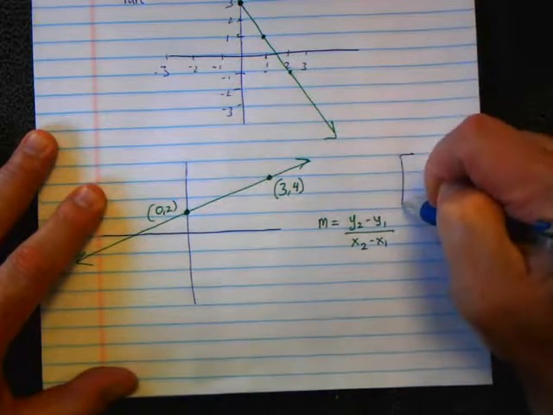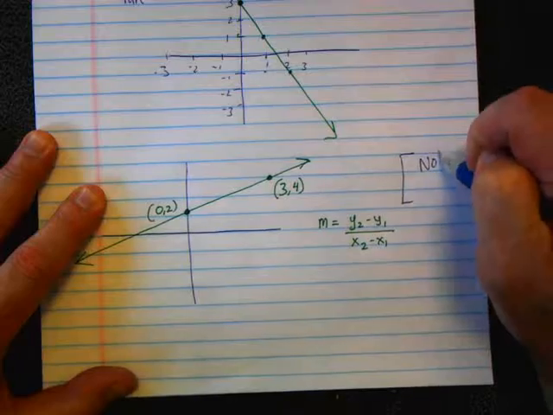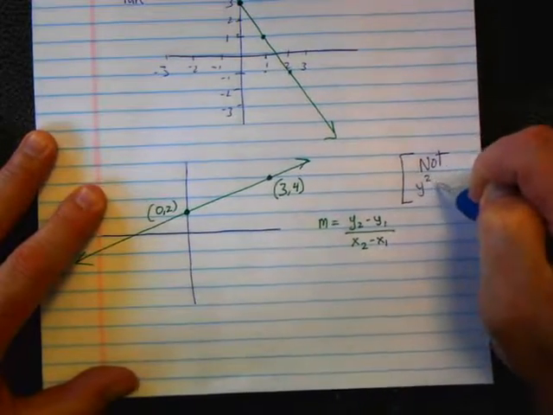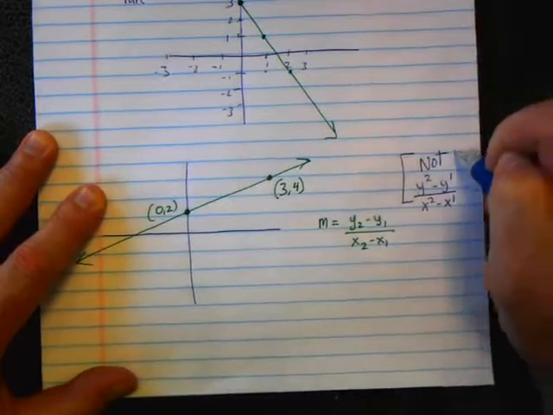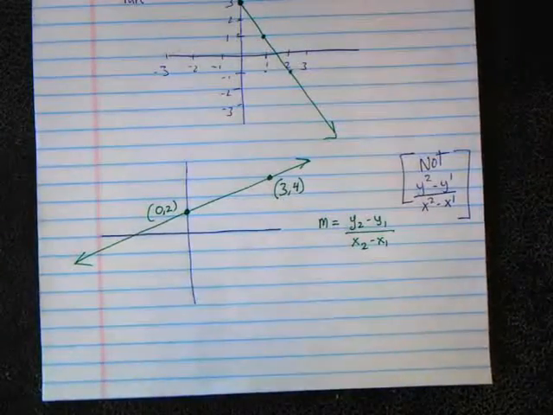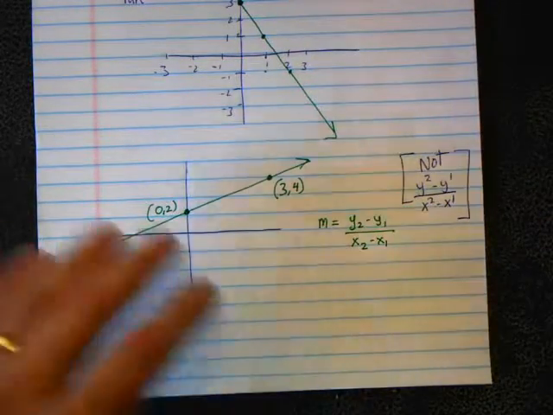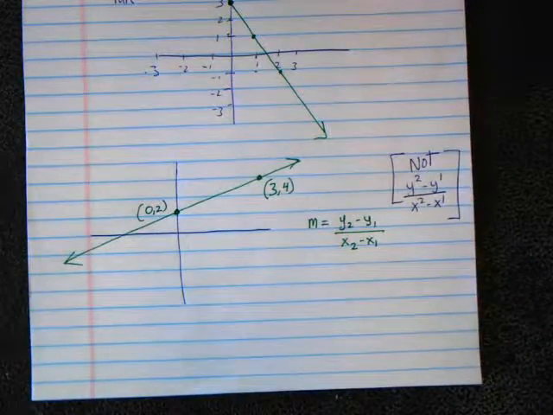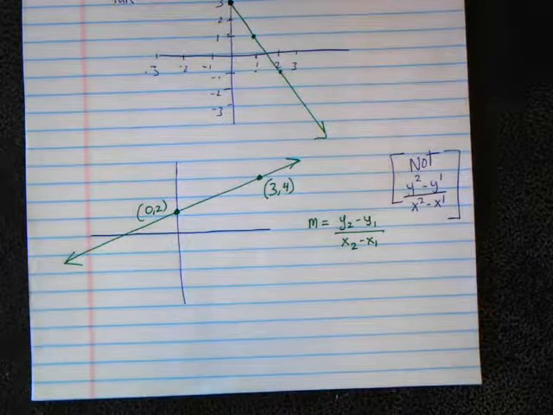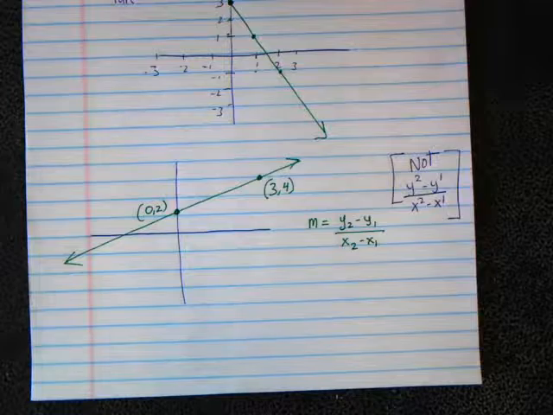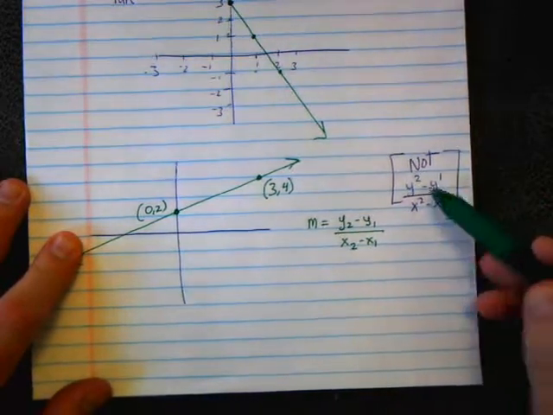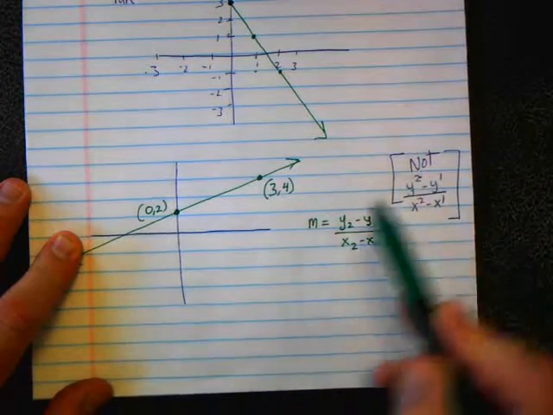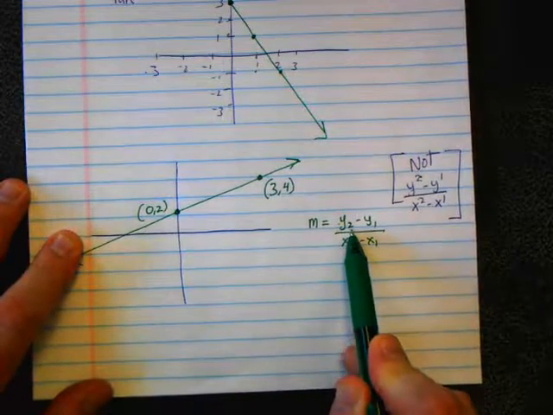And I'm going to write here, not. I see students write that a lot for slope, and it bothers me. And when things bother me, I take points off. So you want to avoid that. What's wrong with this? What's the difference between y with a 2 up here and y with a 2 down there? What's the difference in those?